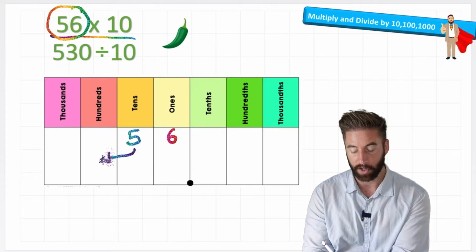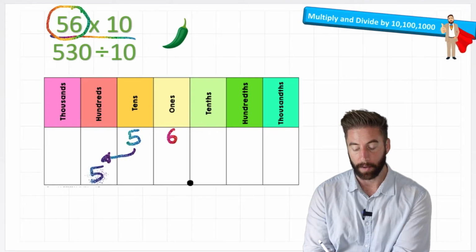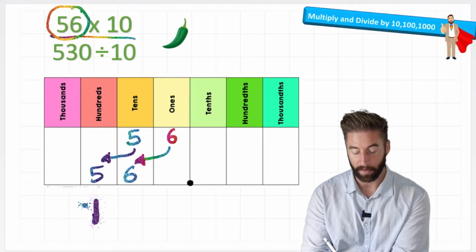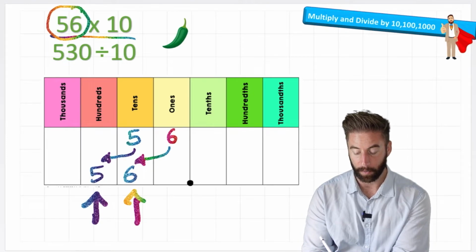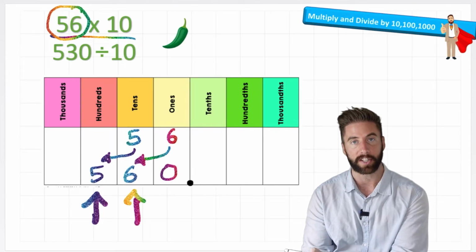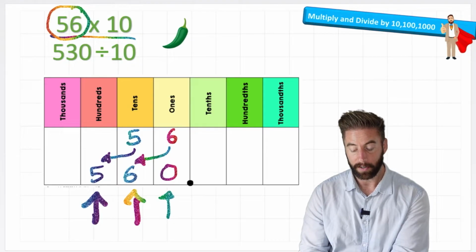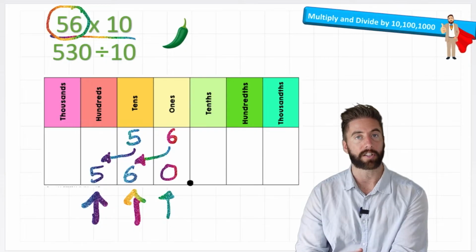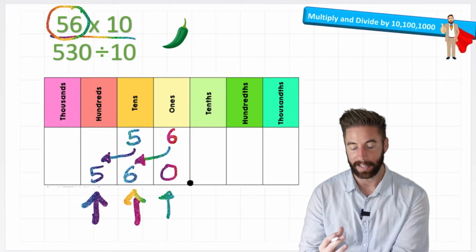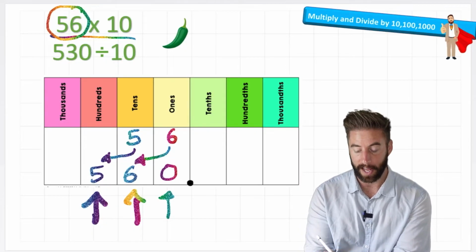If I move this 5 into this column, and I move the 6 into the tens column, then I end up with 5 hundreds, 6 tens, and although there's nothing in my ones right now, I would have to fill it with what we call a placeholder or a 0. And now my answer says 560, and 560 is 10 times larger than 56. That's quite easy to see. So my answer to 56 times 10 is 560.